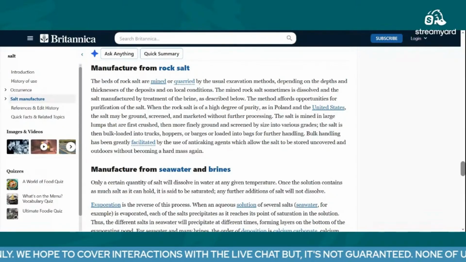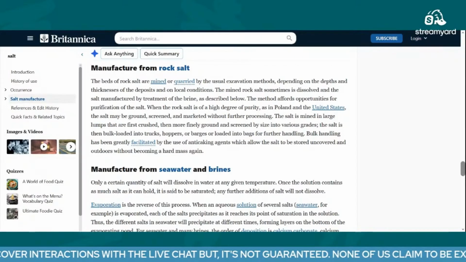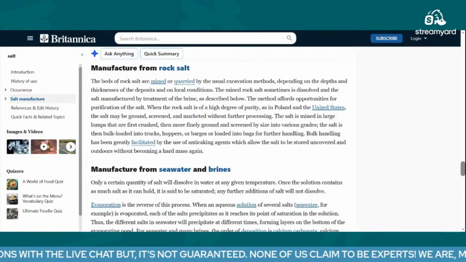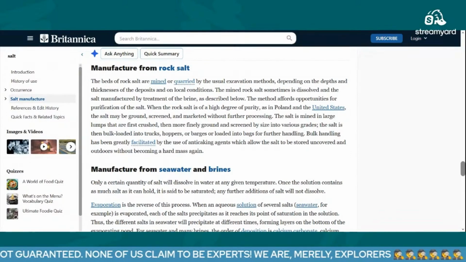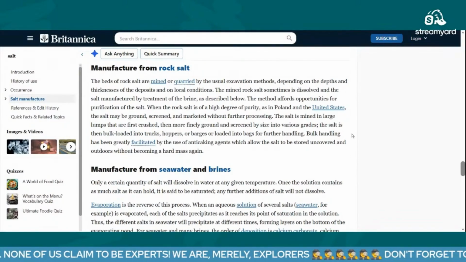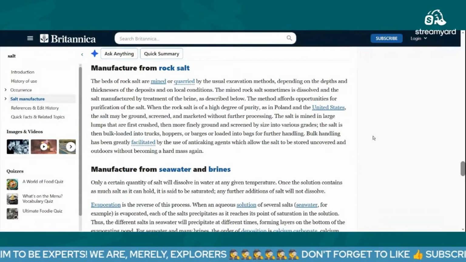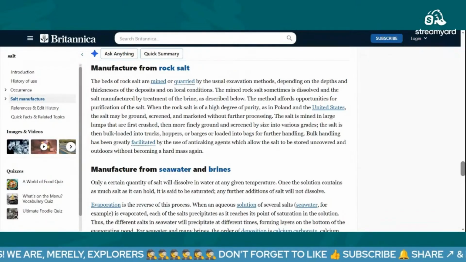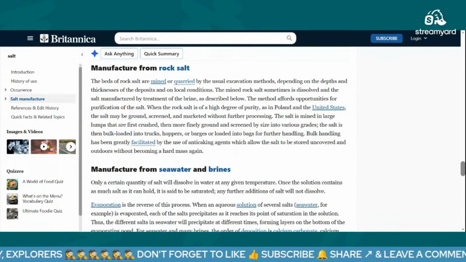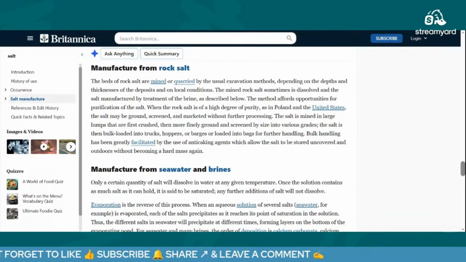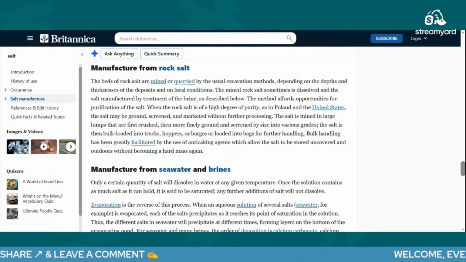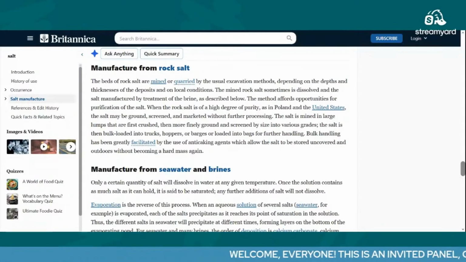The salt is mined in large lumps that are first crushed, then more finely ground, and screened by size into various grades. The salt is then bulk loaded into trucks, hoppers, or barges, or loaded into bags for further handling. Bulk handling has been greatly facilitated by the use of anti-caking agents, which allow the salt to be stored uncovered and outdoors without becoming a hard mass again.